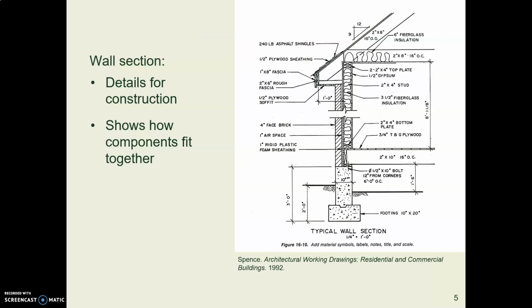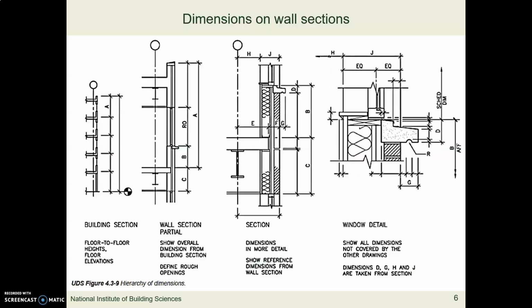But you can also have more close-up detail sections. For example, you might want to show the contractor how a particular wall assembly is put together in detail. So you can use one of these section details for that. Here is the National CAD Standard telling us what kinds of dimensions we should put on a wall section. So I put this in here for you for your reference.